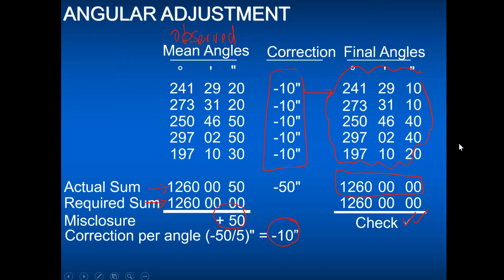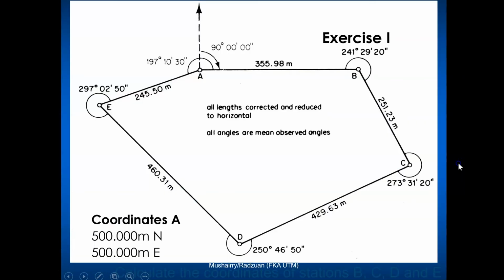Now let's move on to the latitude and departure correction. But before that, it's worth mentioning that the error was 50 seconds, and our limit was plus minus 0 minutes 30 seconds, which means we are well within the limits. So we can proceed to the next step to determine the corrections to the latitude and departure.